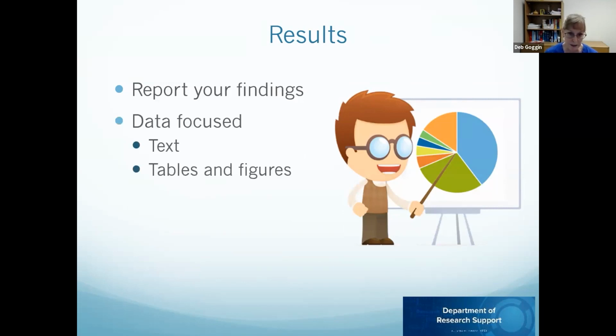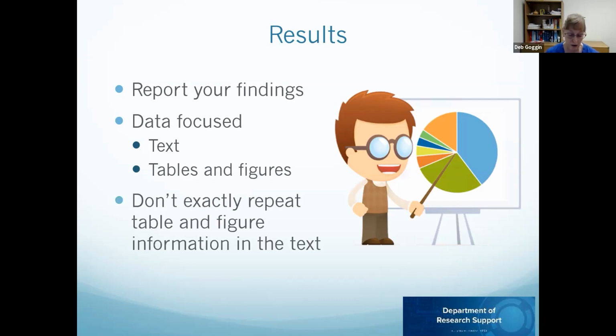So your results is obviously very data focused, and in a journal article, you want to use a combination of text and tables and figures to present your results. For human participants research, this section is generally going to start with a summary paragraph of the population. You do that so that readers can evaluate the merit of the subsequent results that they're reading. A study with 20 participants is going to be very different in merit than a study with, say, 200 participants. And so you want that information right up front so that they can evaluate subsequent results.